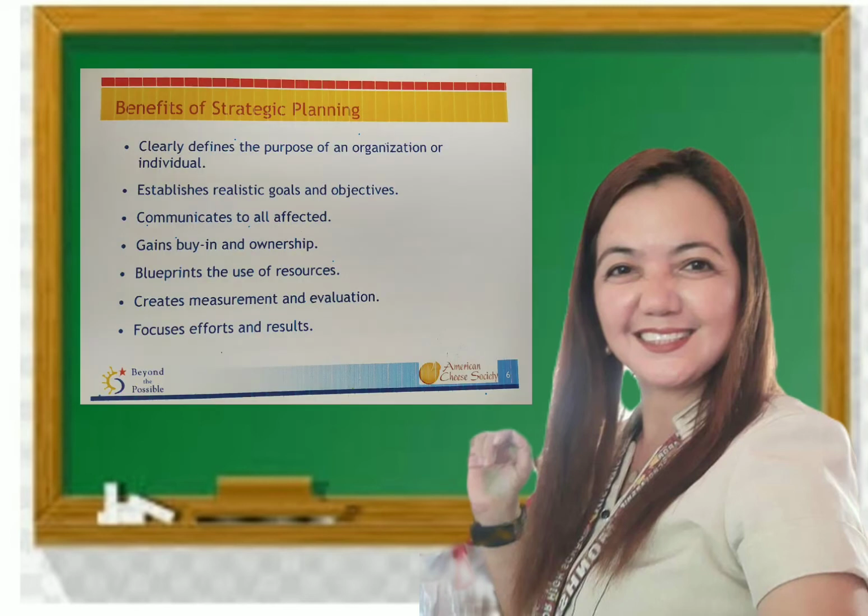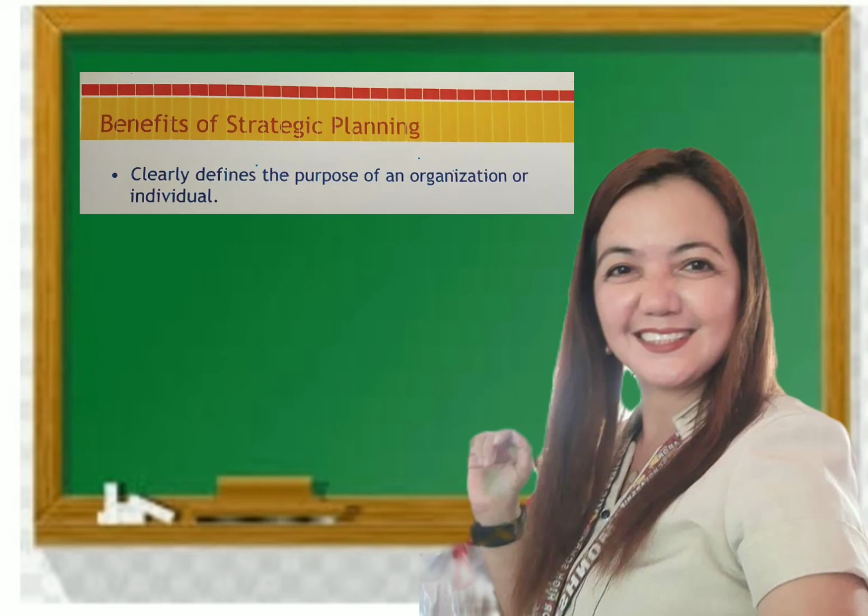So there are 7 benefits of strategic planning. The first one is clearly defines the purpose of an organization or individual. So when we talk about clearly defines, that is an organization with a clear purpose or mission is one that is easy to understand and manage, which leads to the achievement of common business goals.